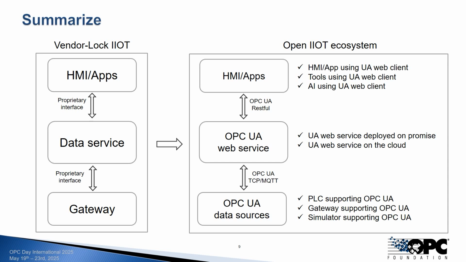On the service layer, integrator can deploy a UA web service on-premise or on the cloud, depending on the requirement of their project. For the application layer, users can have a list of solutions supporting UA Web API. And in general, they are providers specialized in their area. By building an ecosystem this way, an IoT platform will become more flexible and cost-effective.